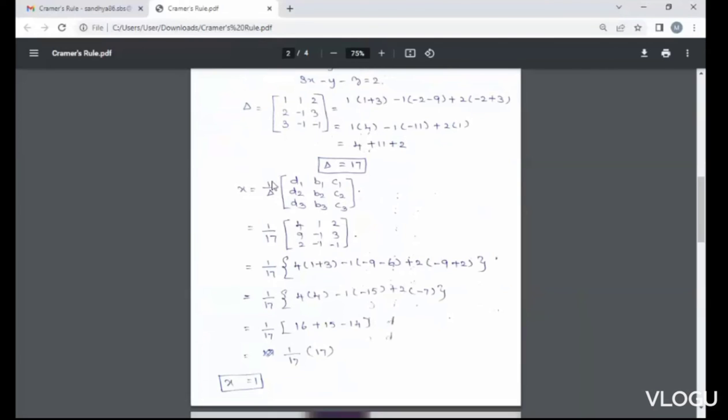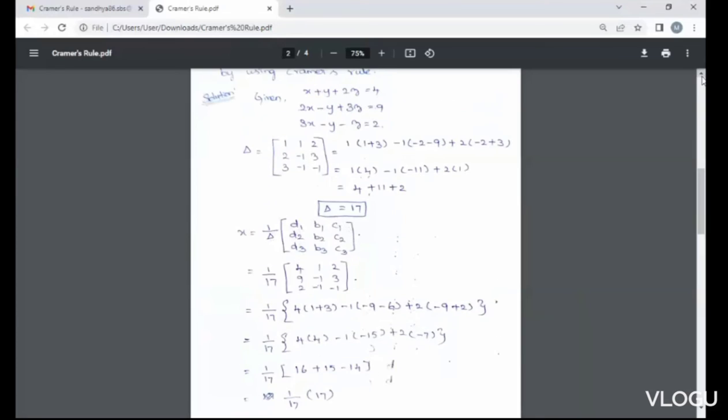So x is equal to 1 by delta times of first column of delta is replaced by RHS values. Second and third column remains the same thing. So first column of delta is replaced by RHS value. So what are all the RHS values? They are 4, 9 and 2. So in the first column, we have to write the RHS values 4, 9 and 2. Second and third column of delta remains the same thing, 1, minus 1, 1 and minus 1, and 2, 3, minus 1.